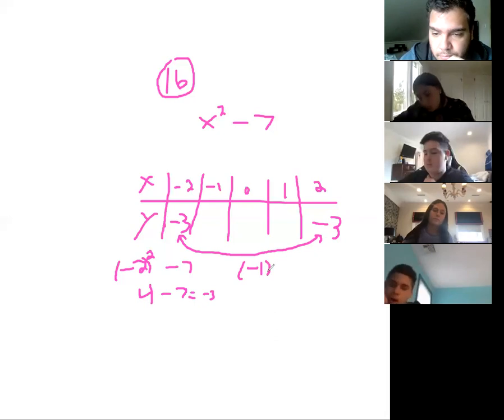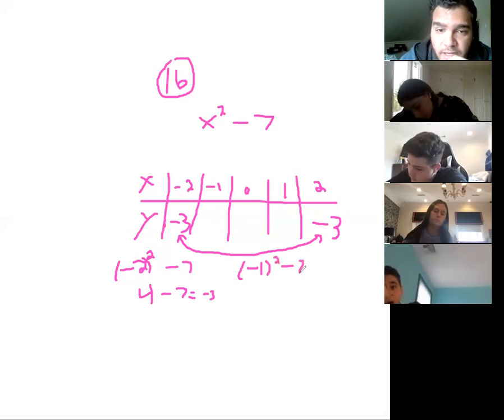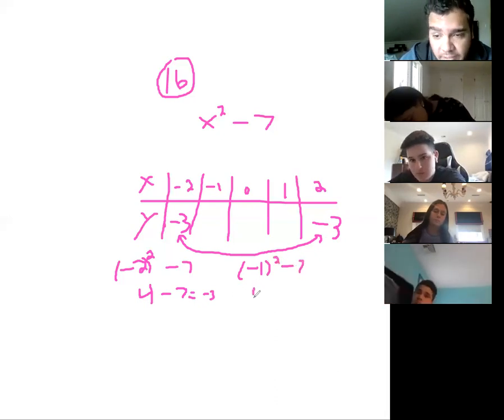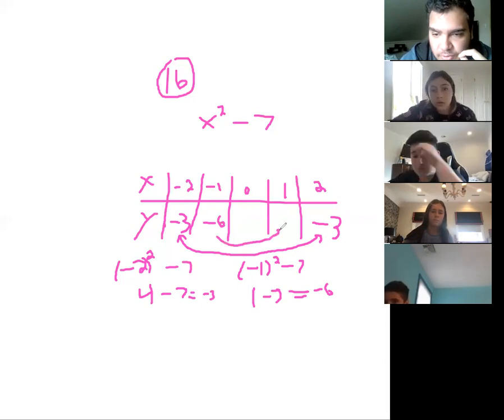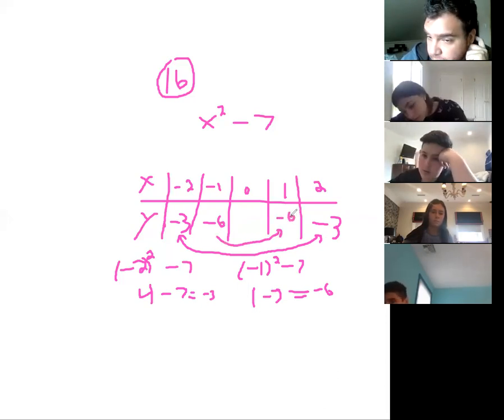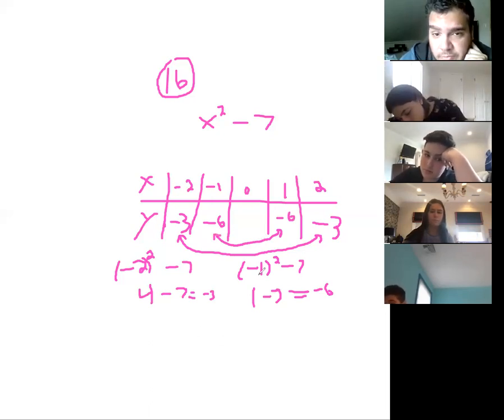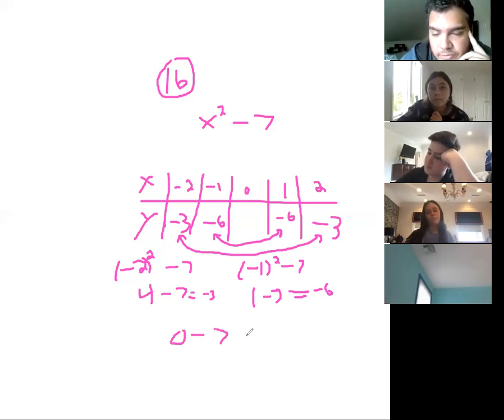(-1) squared minus 7. -1 squared is 1 times -1, that's a +1. So +1 minus 7 is a -6. So -6 here, and because I know it's symmetrical, this one over here is also -6. Okay, last one that's blank is 0. 0 is super easy. 0 minus 7, because 0 squared is 0, that's -7. So this is -7 over here.